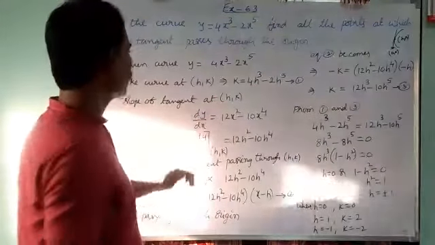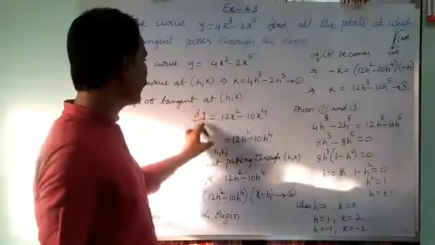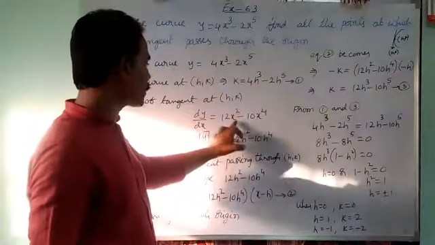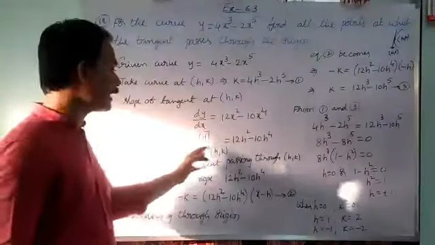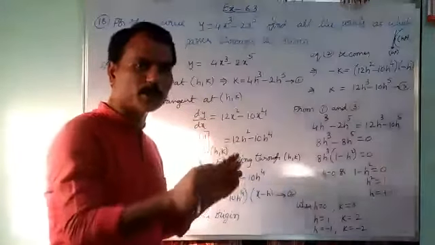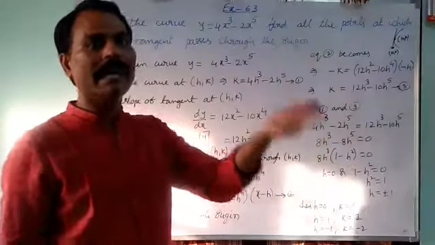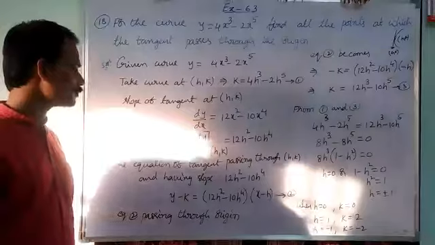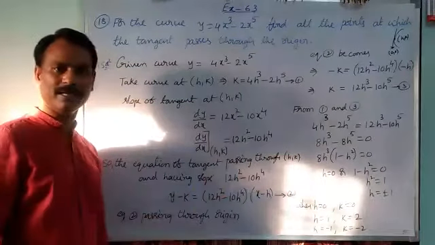This is the curve. Now find the slope of the tangent to this curve. Slope of tangent dy by dx is equal to 12x square minus 10x to the power of 4. At h comma k, substitute the h value: 12h square minus 10h to the power of 4. This is the slope of the tangent at h comma k, and the point is already there, h comma k. So first find the equation of a tangent passing through h comma k and having slope 12h square minus 10h to the power of 4. If we calculate, you will get the equation of the tangent.